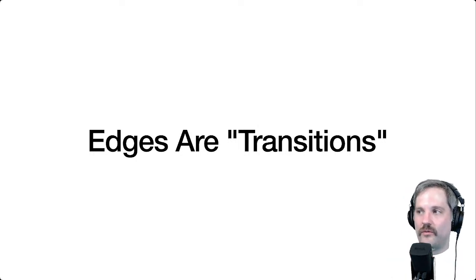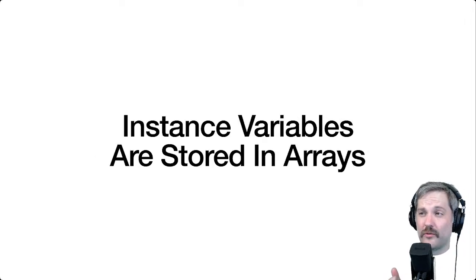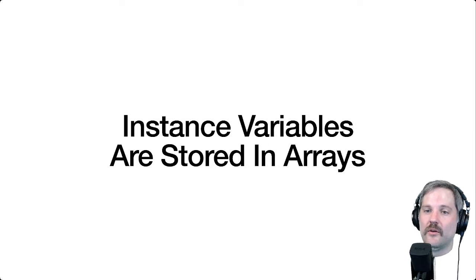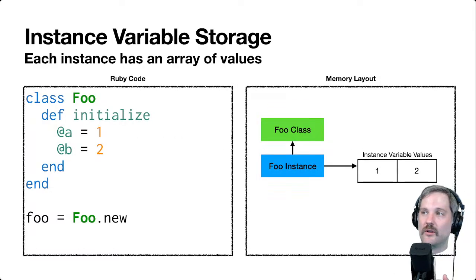The other thing that we need to know before we get into the actual instance variable implementation is that instance variables are stored in an array on objects. So we store all the values for instance variables inside of arrays. For example, if we had some Ruby code that looks like this, we have an instance of foo, and that instance of foo points at the foo class, and then the instance points at an array, and that array contains the values for the instance variables.